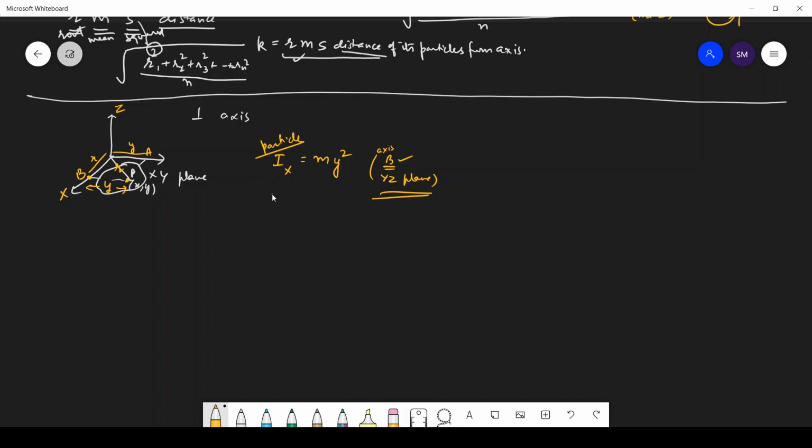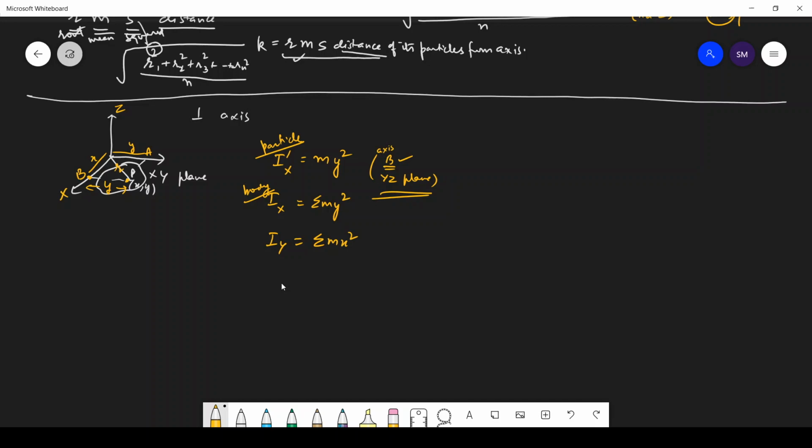So now you can simply write this for the whole body. See, that's the problem, you cannot write Ix again. So I can write this as I dash x for the particle, and for the whole body I will write it as Ix. For the whole body, this will be the summation of m y square along the x-axis, and similarly along the y-axis the moment of inertia will be summation of m x square.